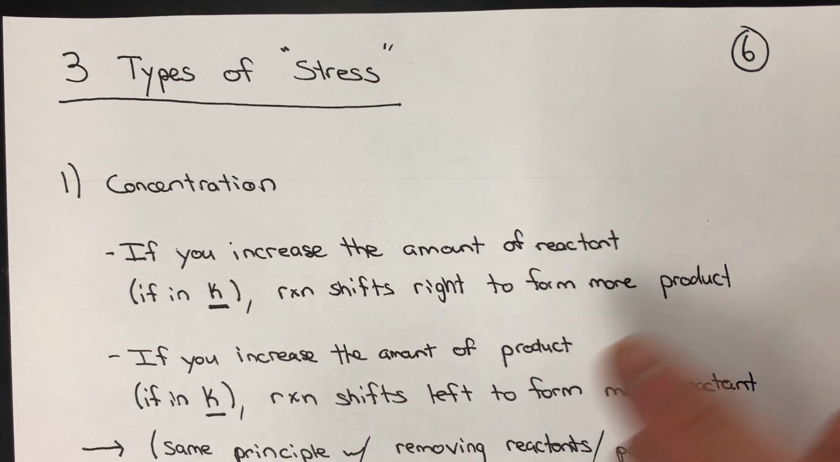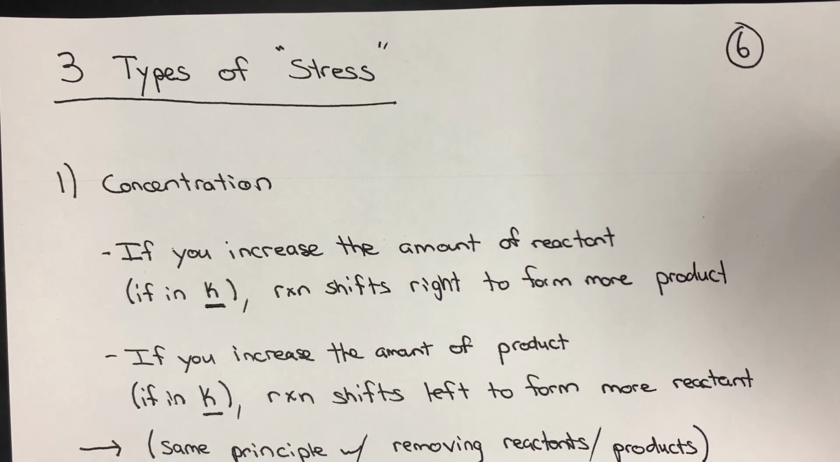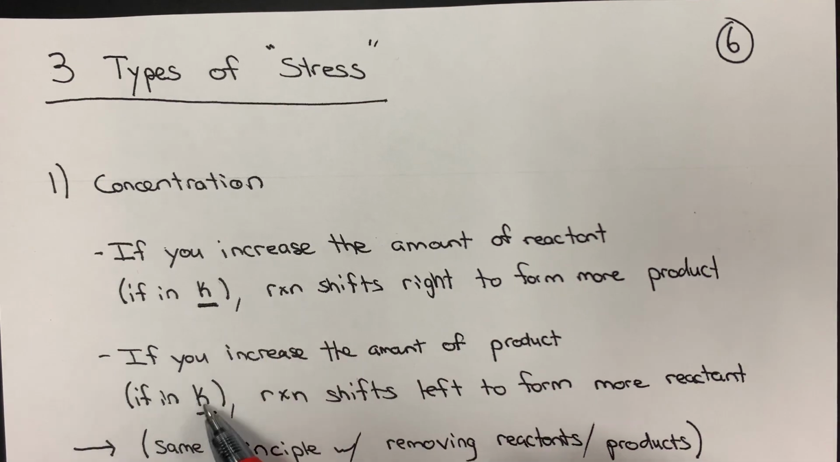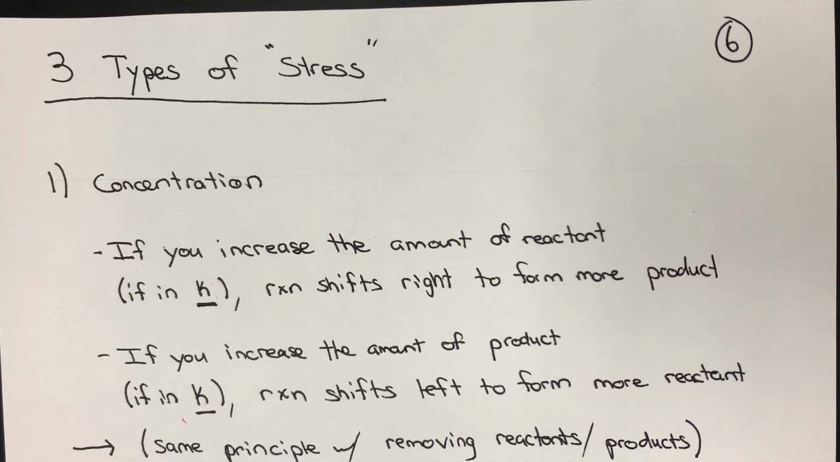Likewise, if we increase the amount of product, it is going to want to shift to the left in a reaction, right? It's going to want to reverse direction in order to form more product. Now, regarding these statements, in K we have to make sure we're talking about something that's aqueous or a gas. If we are increasing the amount of solid or liquid, it really has no bearing on the equilibrium constant, so we're not going to see any position shift, okay?